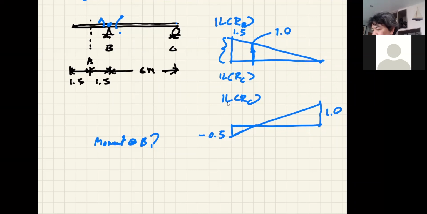And if you apply Muller-Breslau again, you will see that because of this moment, this part can come down like that, but for BC, it won't move. So for the moment at B, the shape of the influence line becomes just like that. Okay, just the moment due to a cantilever. And we have 3 meters, and you know that this value is going to be equal to the unit load multiplied by the arm of 3, so it's minus 3. So that's the moment at B.